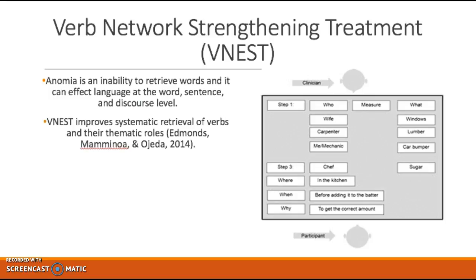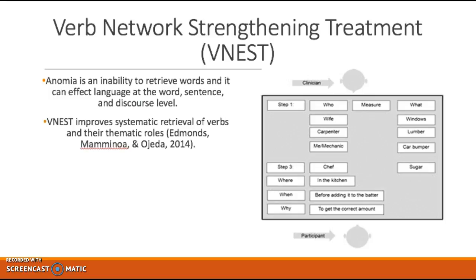Because AP presented with anomia, which is an inability to retrieve words, and it affected her at the word, sentence, and discourse level, we wanted to find a way for her to increase linguistic organization. And we did this through verb network strengthening treatment. VNeST improves systematic retrieval of verbs and their thematic roles. So this therapy is basically increasing linguistic organization for 3-part segmented functional activities using a visual anchor. So we began working on strengthening her verb networks in the hopes that it would expand speech production and carry over outside of speech therapy and outside of the typically trained noun therapy. So VNeST has been proven to help patients presenting with anomia.